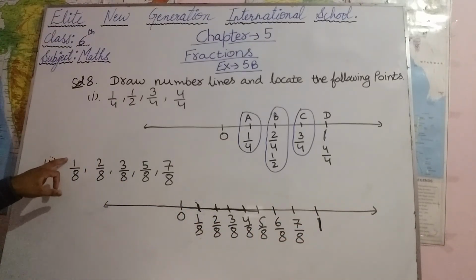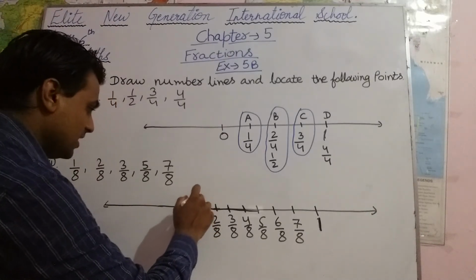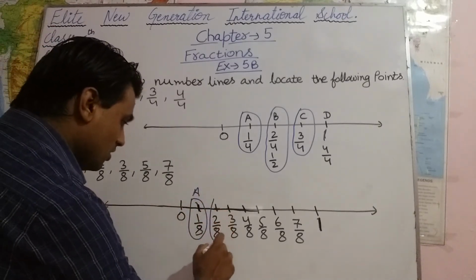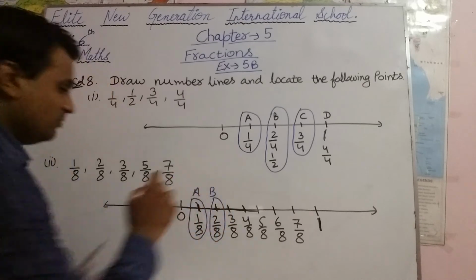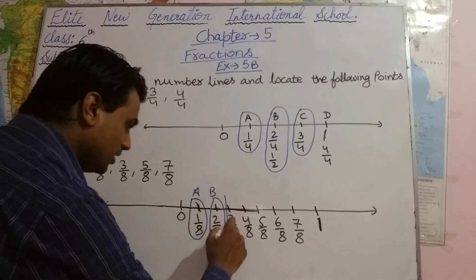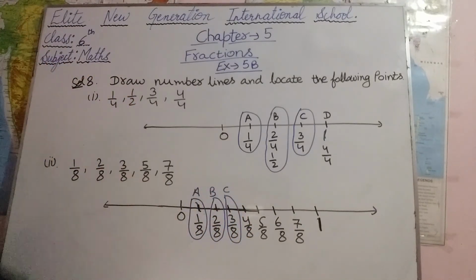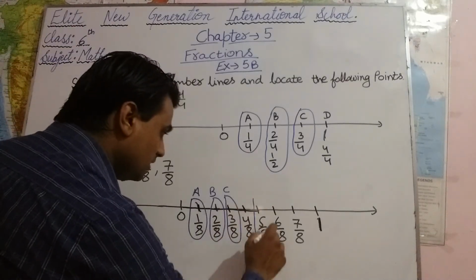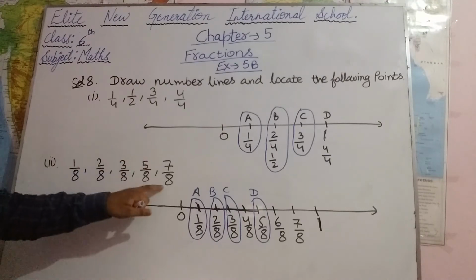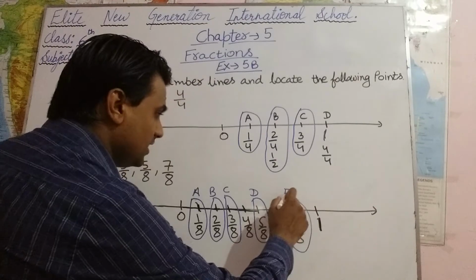So here first part is 1 upon 8. So this point will be 1 upon 8. We can name it as A. Now second part is 2 upon 8. So this is equal to 2 upon 8. It will be B point. Now 3 upon 8. So this will be 3 upon 8. It will be C point. Now 5 upon 8. So here we have 5 upon 8. You can name it as point D. And then 7 upon 8. So this will be 7 upon 8. You can name it as E.